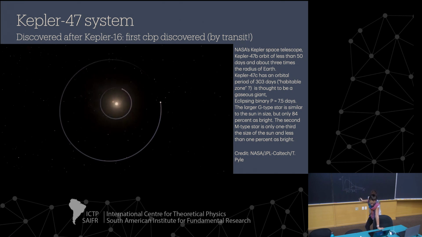You have a binary that's composed of a G-type star, like the sun, and then an M-type star, which is on the bottom end of the HR diagram, so cool and teeny tiny.